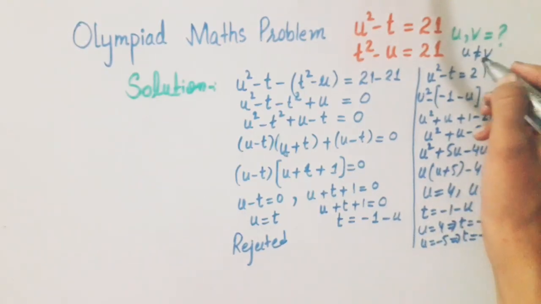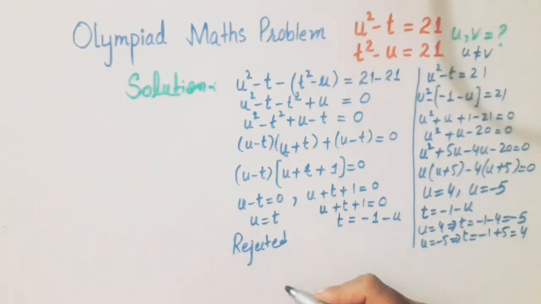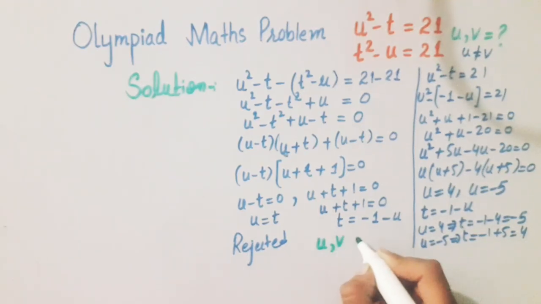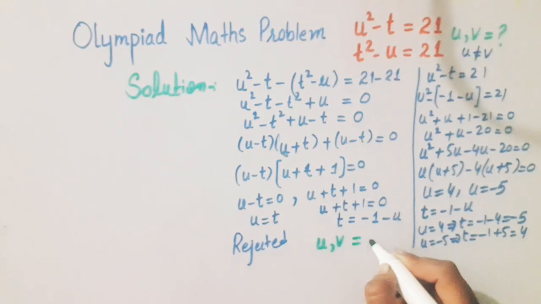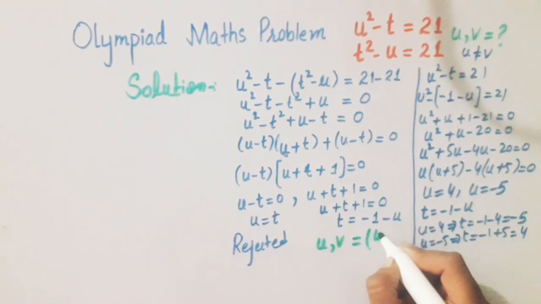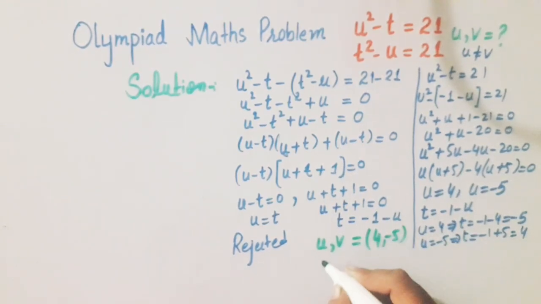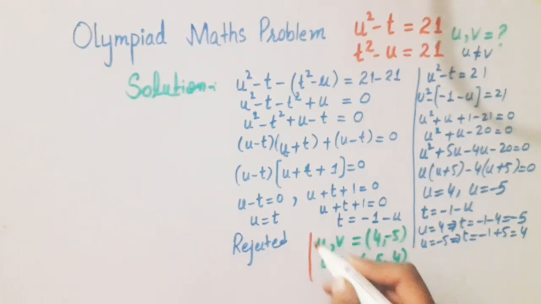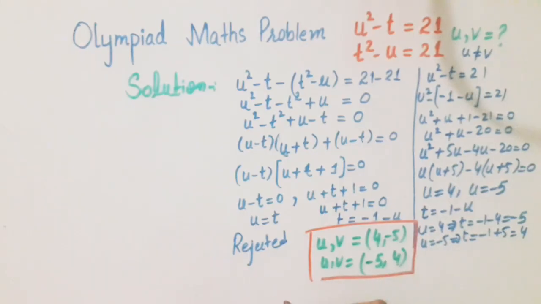So we get the answer for u and v. We will write the solution here: the ordered pair uv will be, when u is 4, v is minus 5, and the ordered pair uv, when u is minus 5, v is 4. So we will say that this is the solution.